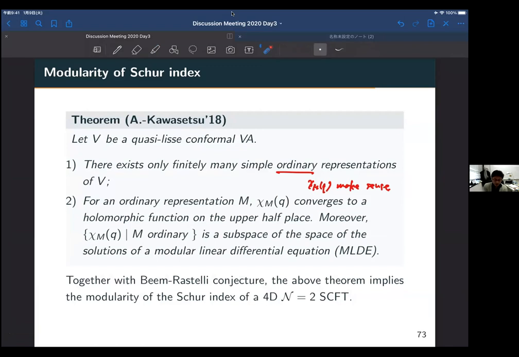This normalized character satisfies a certain linear differential equation called a modular linear differential equation. And the solution space of a modular linear differential equation is invariant under the action of SL2(Z). So this proves a certain modularity of the character of a quasi-lisse vertex algebra in general. And if you believe the Beem-Rastelli conjecture, this implies that the Schur index has some modularity property. And this is an important result even in physics.